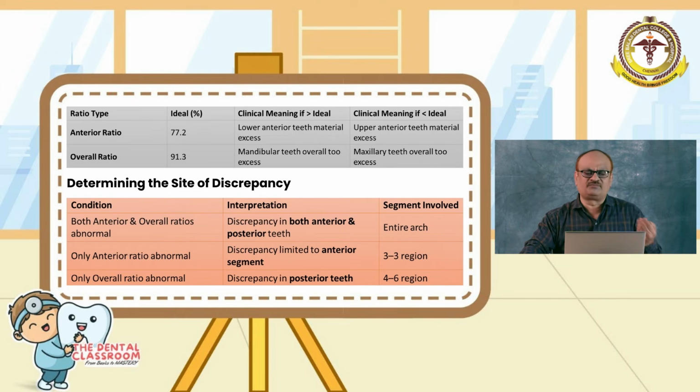So what to interpret from this? If both anterior and overall tooth ratios are excess, it indicates that there is mismatch not only in the anterior region but also in the posterior region. You have to think about how to reduce the space, how to add the space in the anterior and posterior segments. Only anterior ratio is abnormal and the discrepancy is limited to your canine to canine region. So think about corrections involving in your anterior ratio. If only posterior is there, you can think about reducing the space in posterior segment.